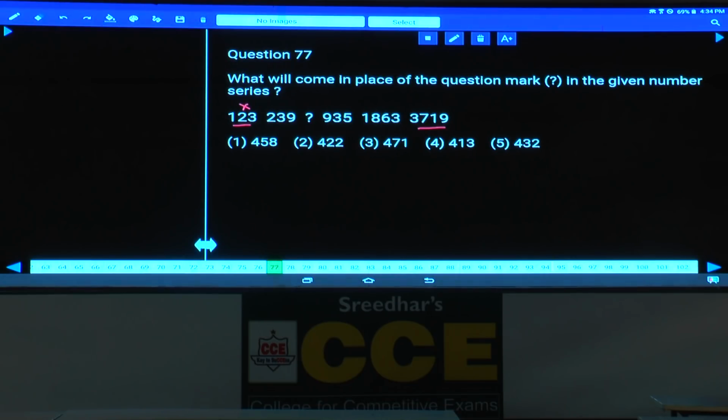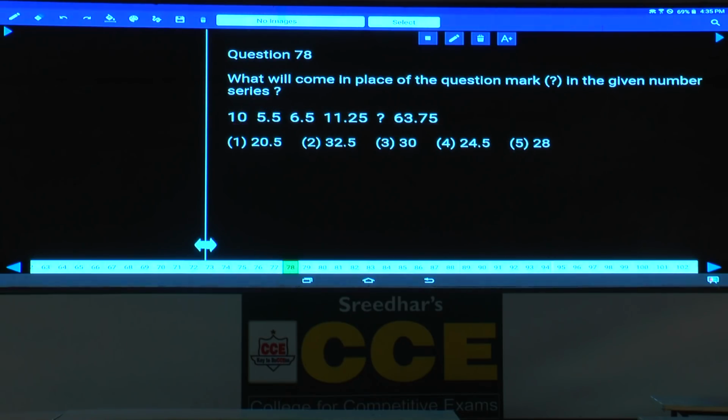123 into 2 is so much? Into 2, 246 minus 7. And again, here if you check, 935 into 2, 1870 minus 7 is 1863. Into 2 minus 7 is constant. And similarly here also into 2 minus 7. 9 into 2, 18 minus 7. The last digit must be 1. Among the given choices, the last digit 1 is given in choice 3 itself. No need to find out the entire number. Done? And choice 3 is the answer. Into 2 minus 7, into 2 minus 7, into 2 minus 7.